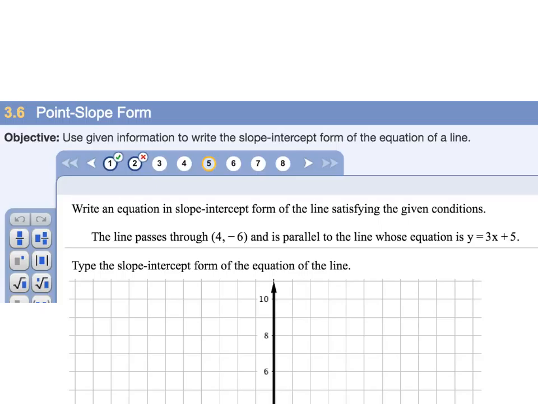So this is more of the same, but they're giving us slightly different information. Again, we're still going to be looking for that slope-intercept form. We're going to be writing it. We're going to use the point-slope formula to get there. And the two pieces of information, okay, well, they're giving us a point. Yay, we know we need a point. But it doesn't look like they've given us the slope. And it turns out they have.